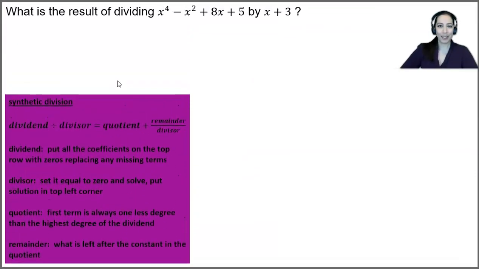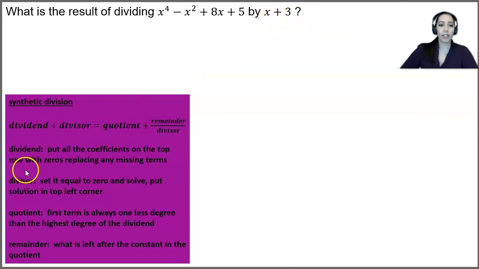Now that I have Chloe's tips and tricks, let's go ahead and find the result of dividing these two polynomials together. The first thing I noticed is that the first part here is my dividend. X to the fourth minus x squared plus 8x plus 5 is the dividend, and then the second part is the divisor, x plus 3.